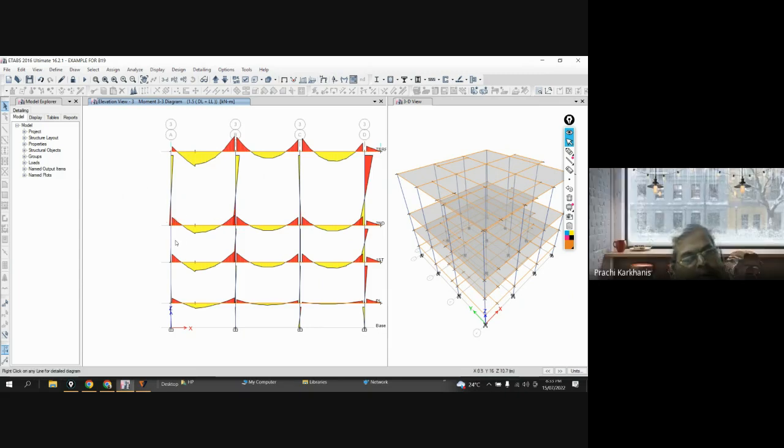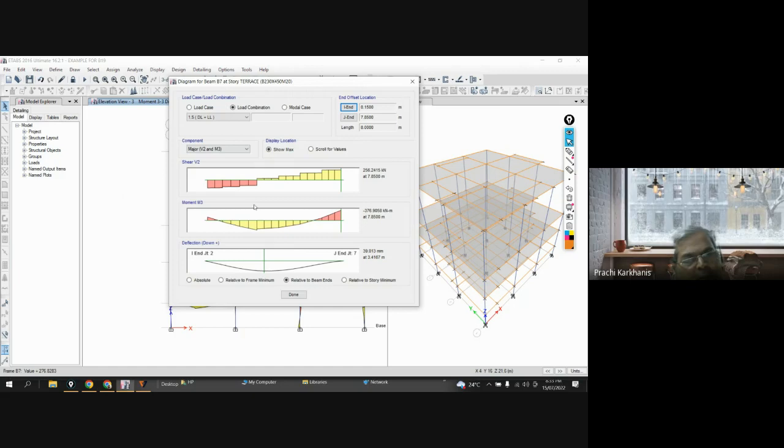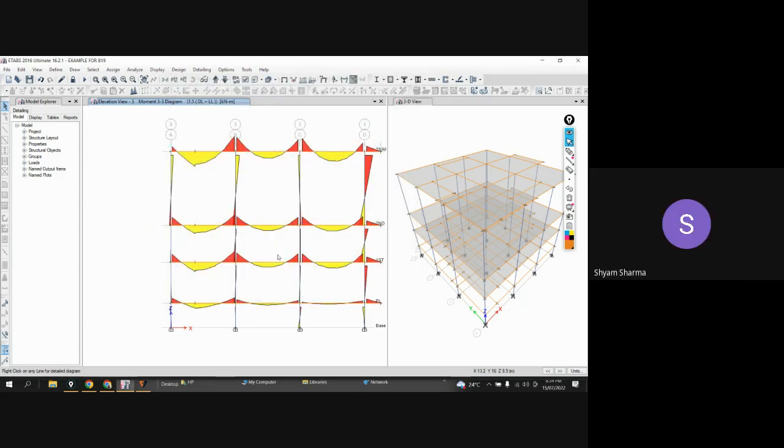Clear? Yes, sir. And now you can see, if I go to this, that this is my negative bending moment, this is my negative bending moment, and this is my positive bending moment. And that's why I said that sagging moment is considered positive and hogging moment is considered negative. And you can check it over here. Clear? Yes, sir.